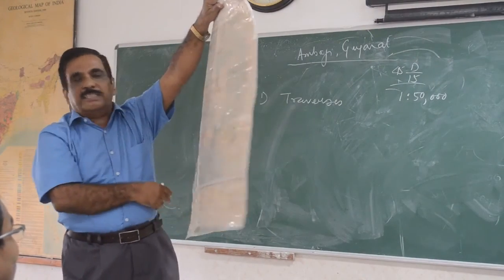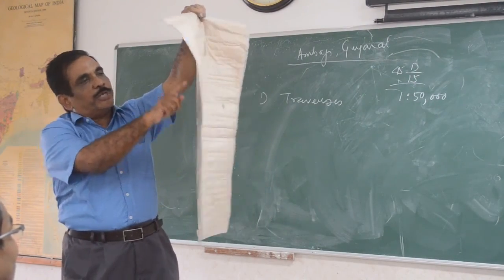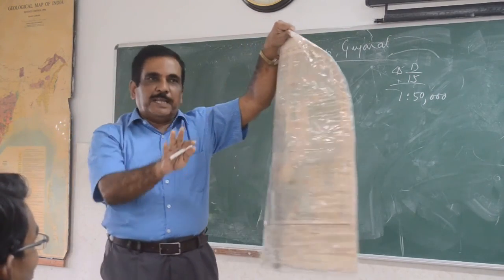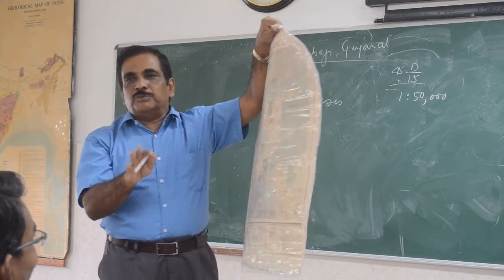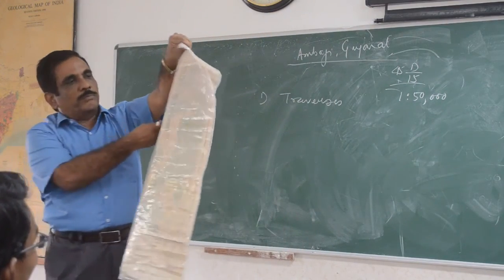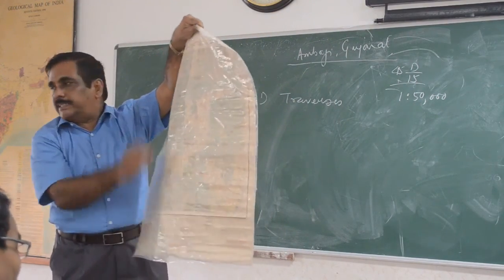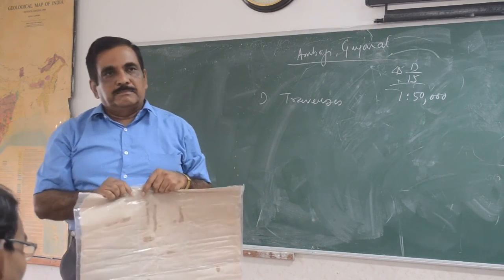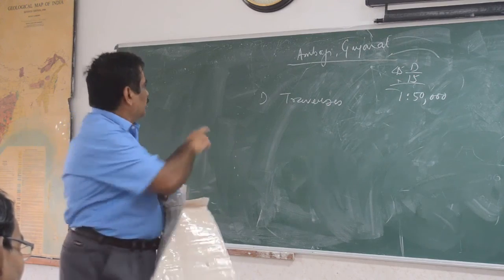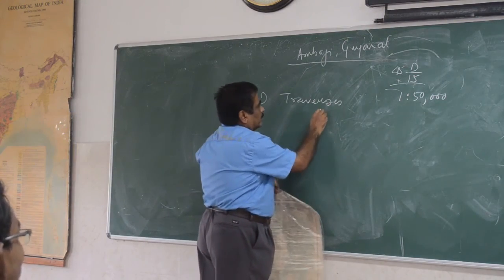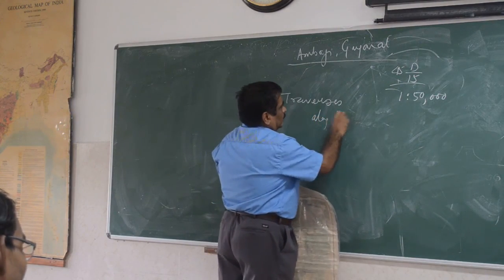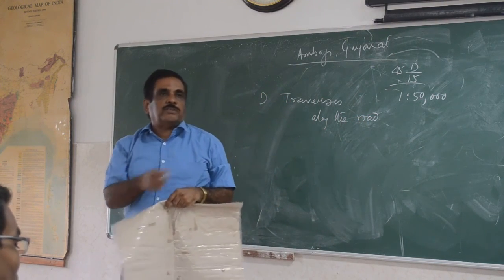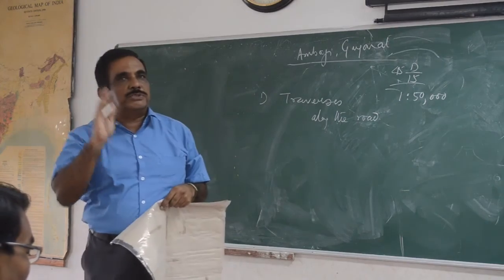There are so many places in these topographies. You should see where you are staying. So this is the place I am staying. From there, you see what the roads are. One road may be going like this, another like this. I should walk along those roads only. That is the path. So traverses means along the road. With a Brunton compass or Clino compass or other instruments, you just walk along the roads.